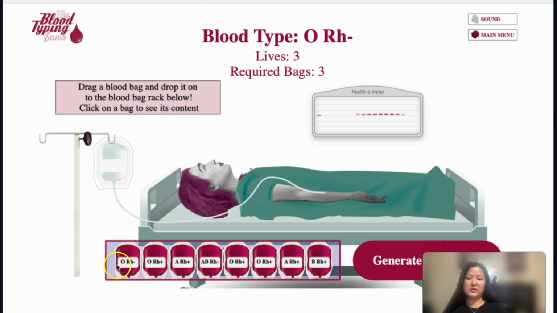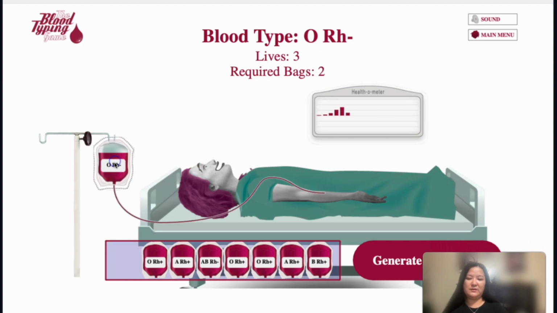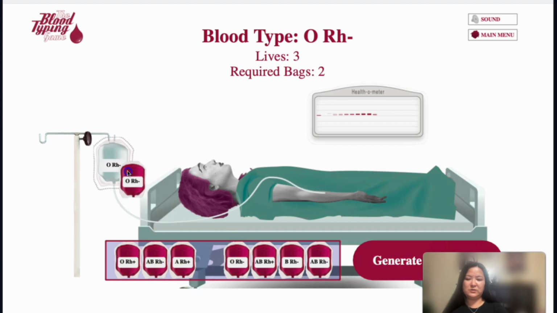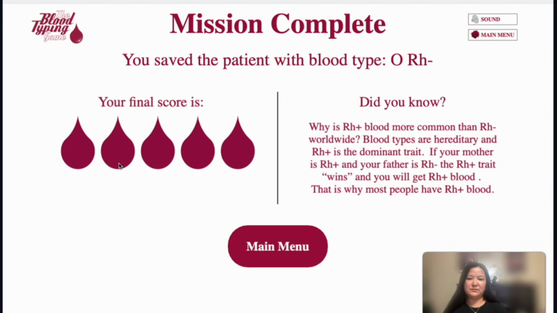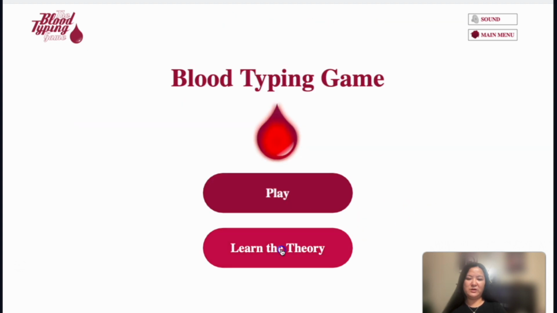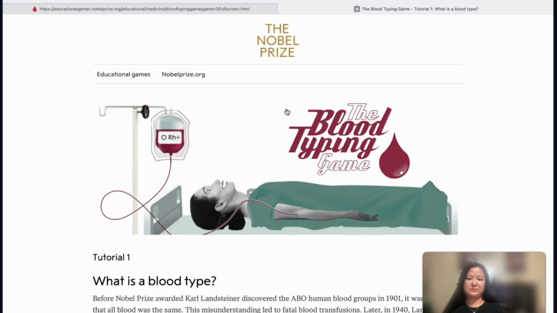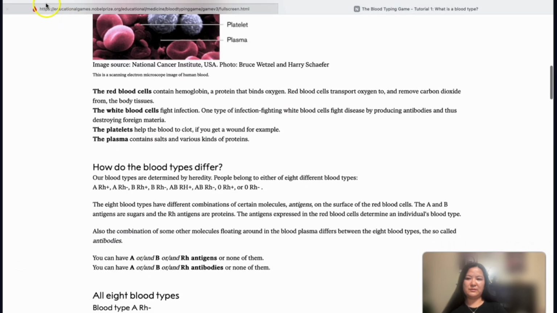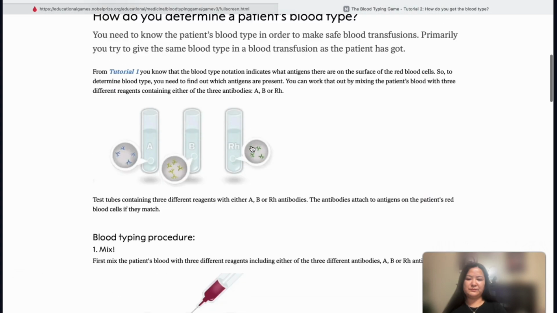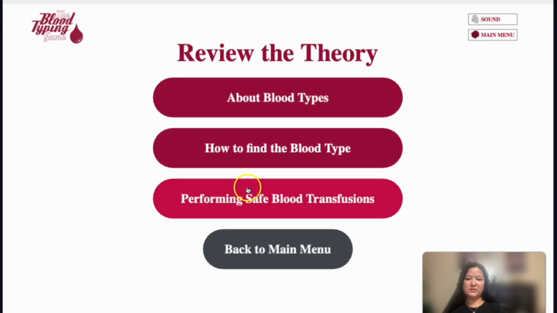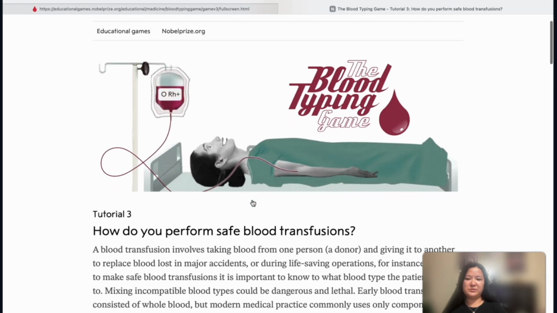So it will only take Rh negative. Yes. Okay, so generate more bags and give her. Yes. Okay, mission complete. This is my final score. And it also gives you the explanation. And if you go to the main menu, there is theory about the blood types, how to find the blood type and perform safe blood transfusion.